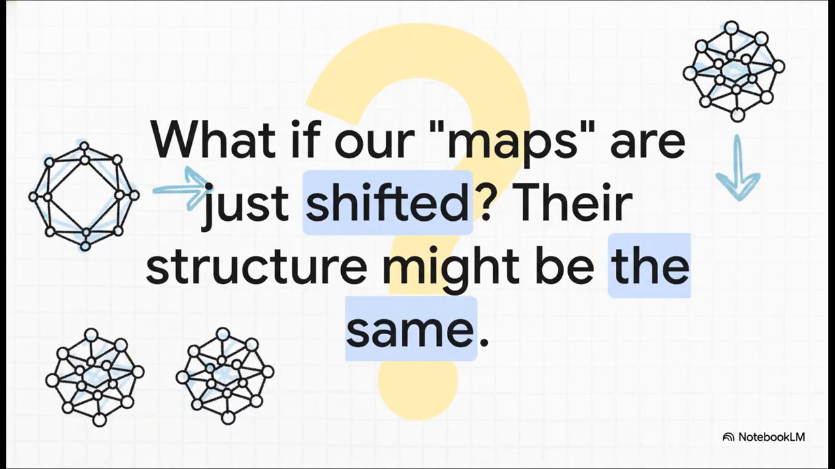But wait, there's a catch. Of course there's a catch. What if one of our maps is just shifted over a bit? Maybe one network has some kind of bias that pushes all of its data points in one direction. The internal structure, the relationships, could be identical, but because they're not lined up at the same starting point, a simple comparison would totally fail.